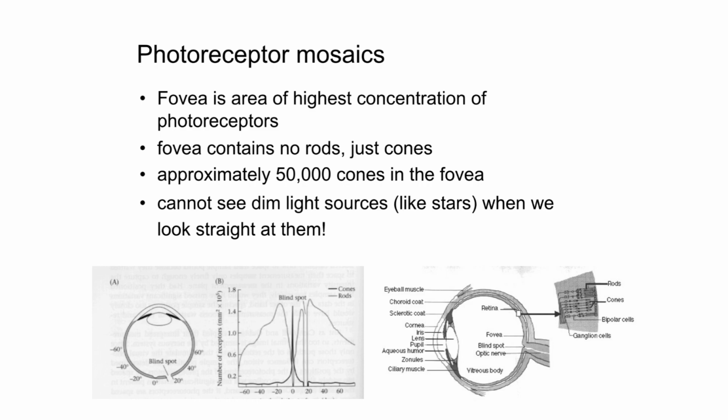Talking further on photoreceptor mosaics, there is also another component in our vision system called the fovea, which, as I already mentioned before, is a place where there is a high concentration of photoreceptors. But when we say photoreceptors, we are not talking about rods, but cones. It contains approximately 50,000 cones in this area. For this reason, the fovea cannot see dim light sources like stars when we look straight at them.